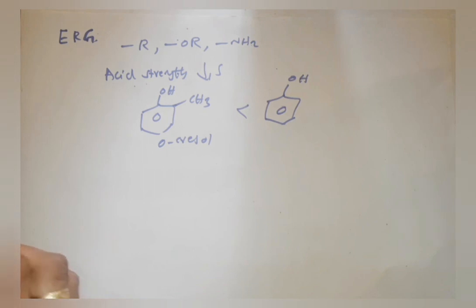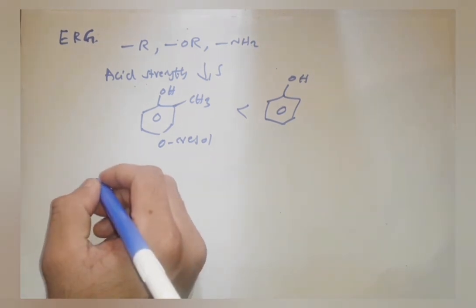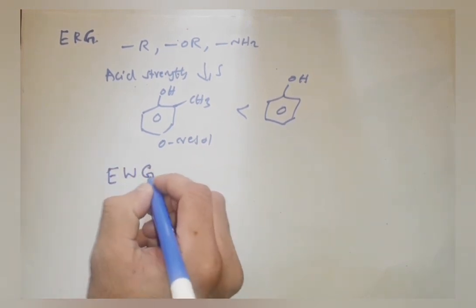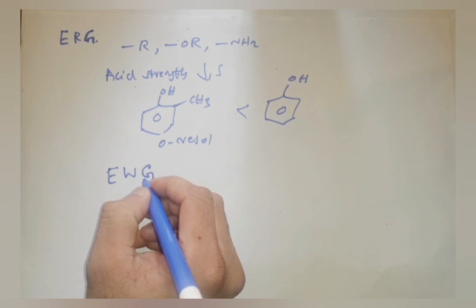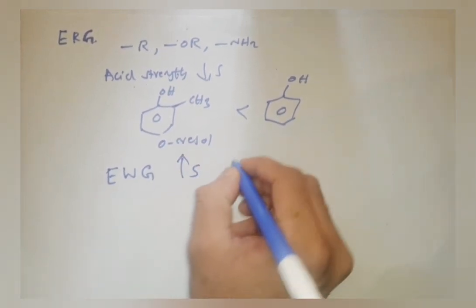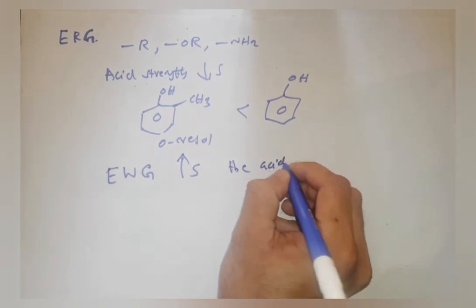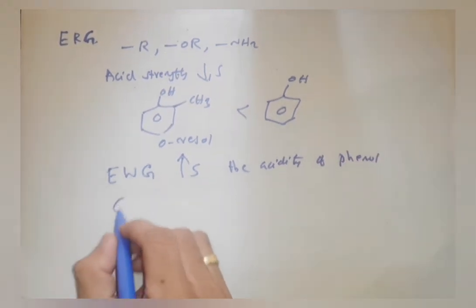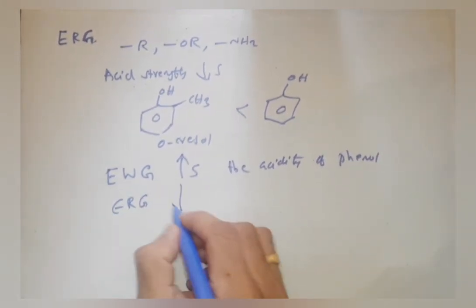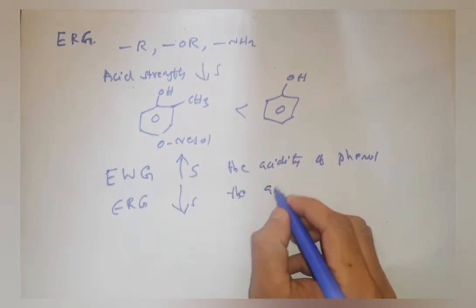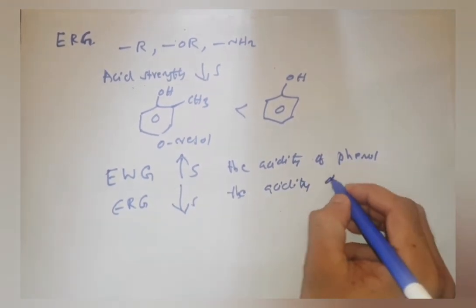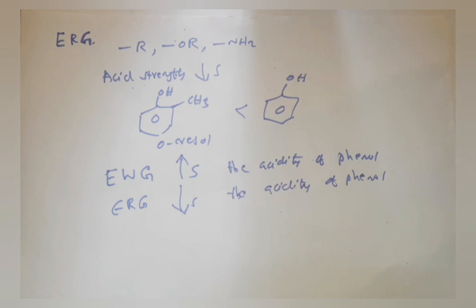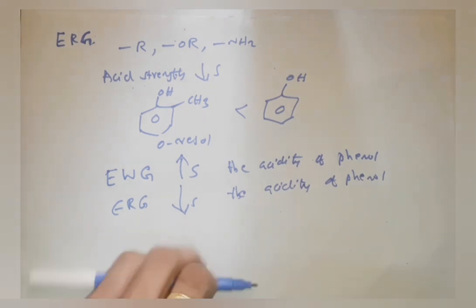So we generalize that an electron withdrawing group (EWG) increases the acidity of phenol. Similarly, an electron releasing or electron donating group decreases the acidity of phenol. So an electron withdrawing group increases the acidity, and an electron releasing group decreases the acidity.